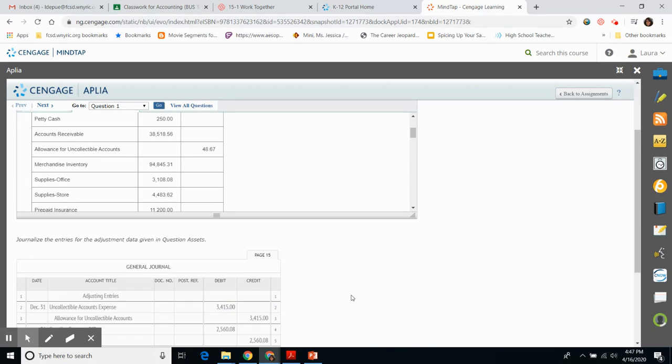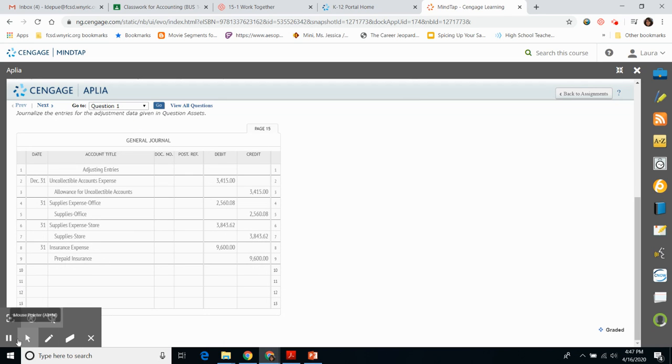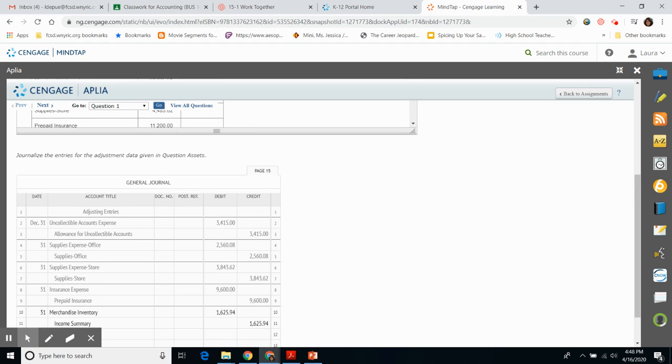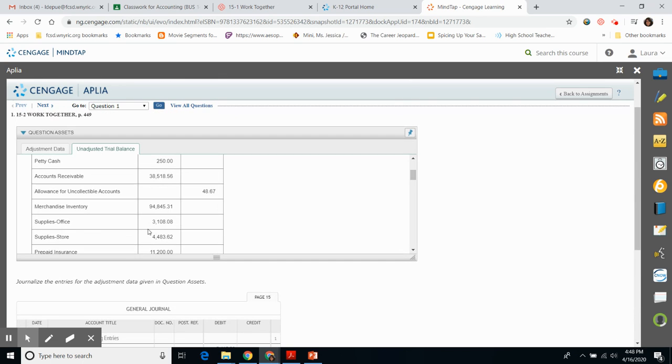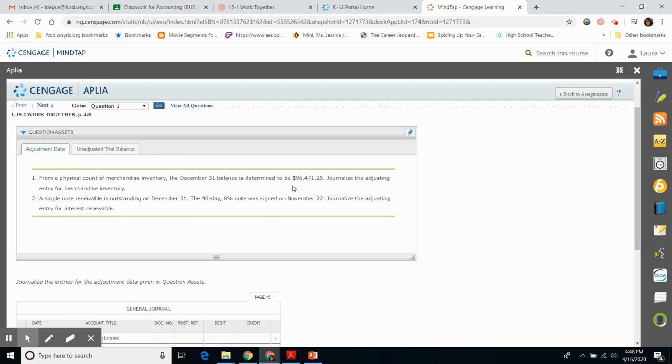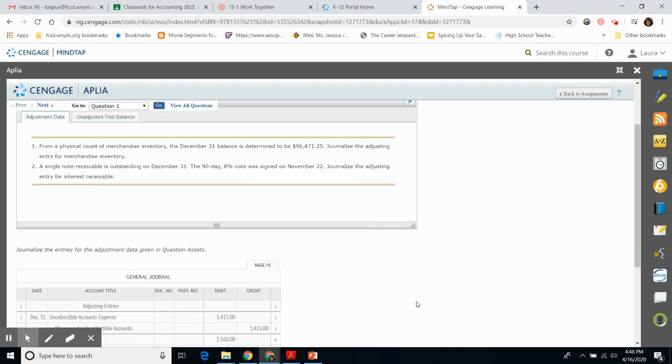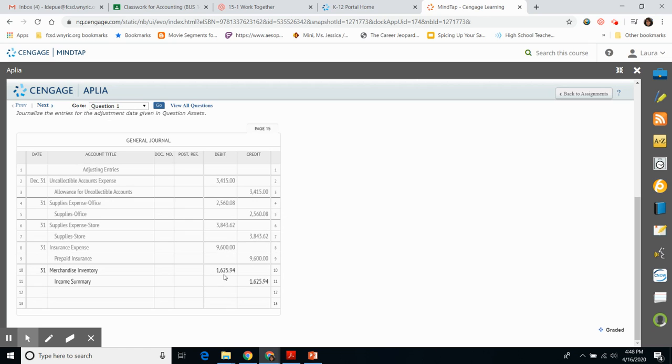So I'm going to put the answer into our adjustments right here. So this is what this will look like now, December 31st. Remember, we had a negative balance, so that really means that merchandise inventory is going to be your debit. So when we took that amount of merchandise inventory, this 94,000 number, remember we had this ending balance here. So the difference is the $1,625.94. So in this case, merchandise inventory will be the debit, income summary will be the credit.